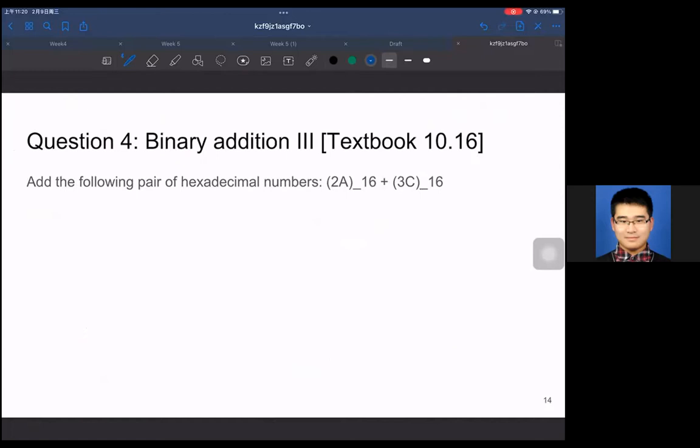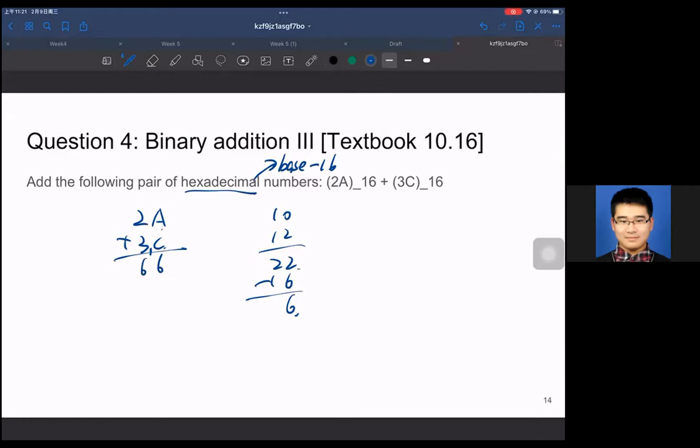So we are just doing addition of these numbers, 2a plus 3c. Of course you can do it in brute force, which is 2a plus 3c, a plus c, great. A is 10, b is 11, c is 12. So what I got is 22, right? It's hexadecimal, which is base 16. So I got carry over 1, and what is 22 minus 16 is 6. And similarly, 2 plus 3 plus 1 is 6, so 66. That solves it. But apparently, someone finds it's not so comfortable.